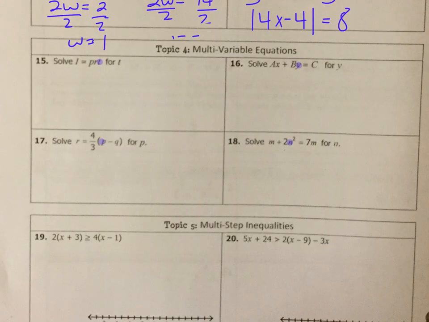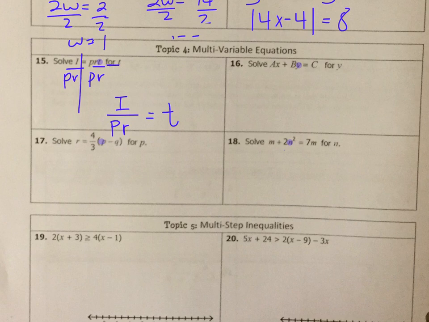All right. Number 15 through 18 are problems that are mostly just letters, but that's okay. So the first one says solve for t. So I've highlighted the t. Well, what's going on between the p and the r and the t? It's multiplication. So all I do is divide. So my answer is I over PR equals t.